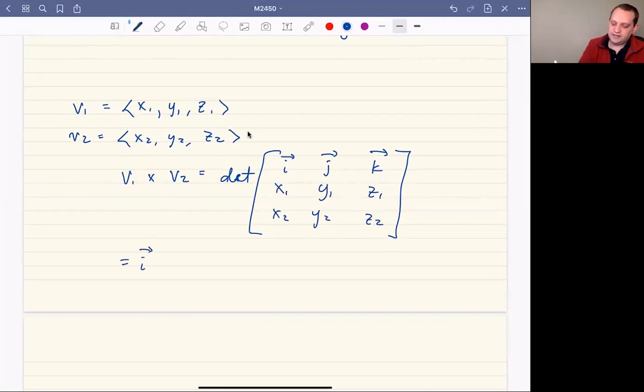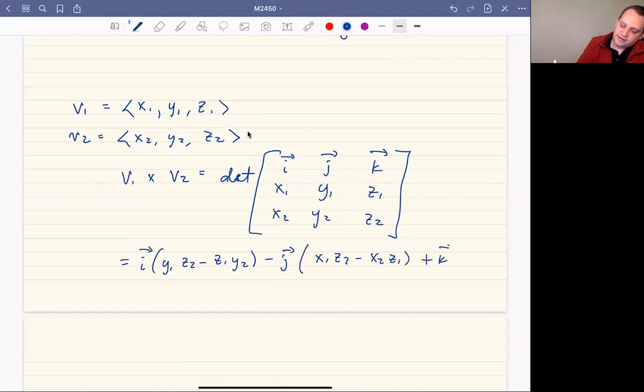Right, so we find i times (y1 z2 minus z1 y2), minus, remember that you switch, it's minus j times (x1 z2 minus x2 z1), plus k times (x1 y2 minus y1 x2). And so that's going to be the cross product that you get. Okay, so this is an example where determinants have already come up if you've taken Calc 3.